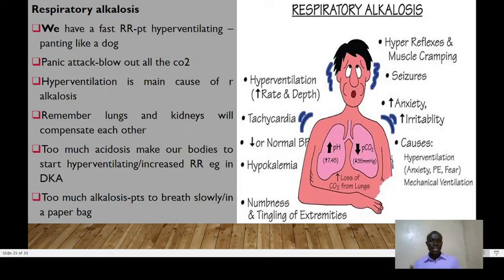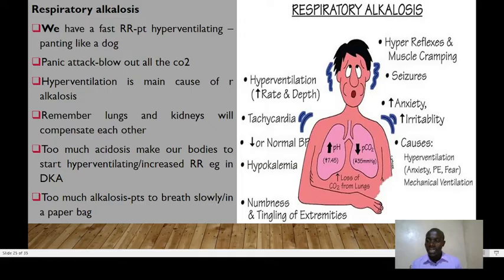What about respiratory alkalosis? Alkalosis means the CO2 has been removed completely, so there's no acid. This happens when you have a faster respiratory rate, especially when you are hyperventilating, panting like a dog. You are likely to end up in respiratory alkalosis, or breathing into a bag. You are predisposing your body to respiratory alkalosis. So hyperventilation is the main cause of respiratory alkalosis.